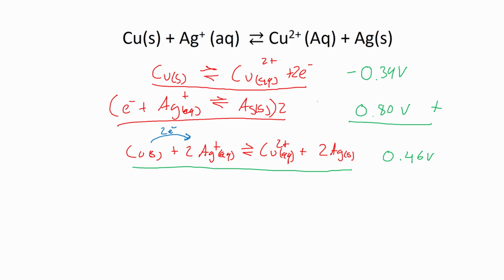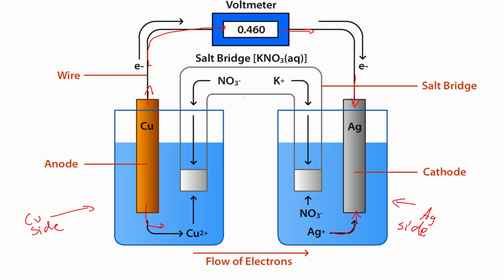And so that means that this voltaic cell will generate 0.46 volts if this is run where copper is at 1 molar and silver is at 1 molar. Because remember, those were the standard cell potential, so everything is 1 molar.